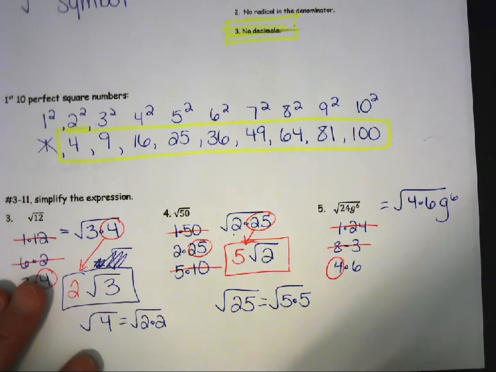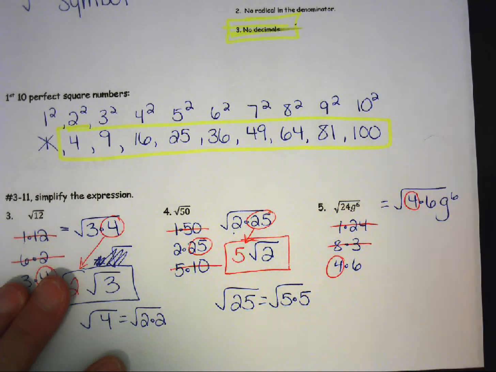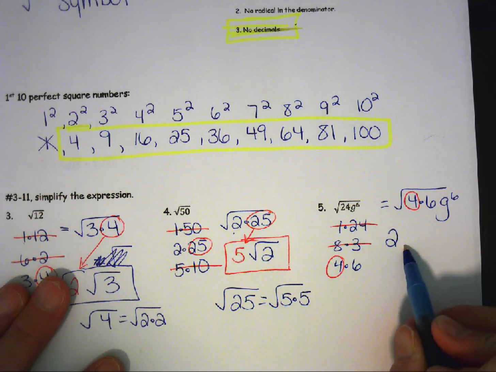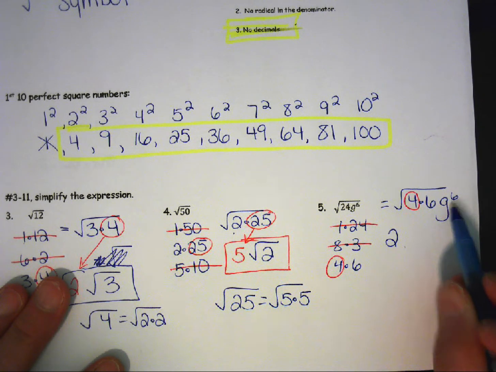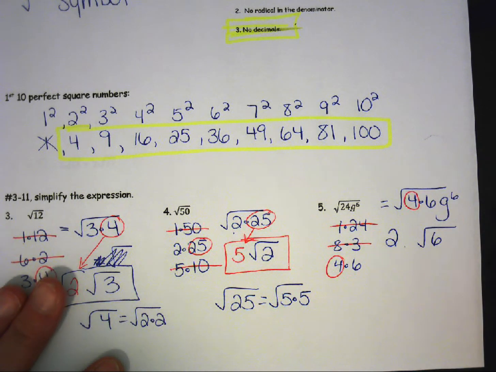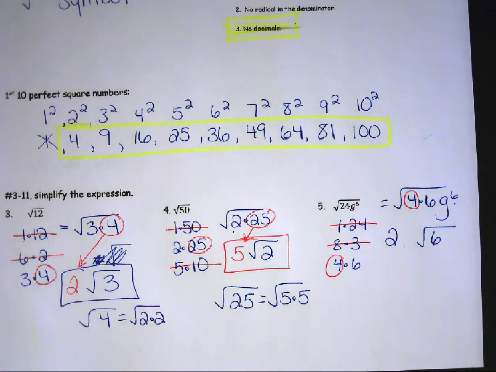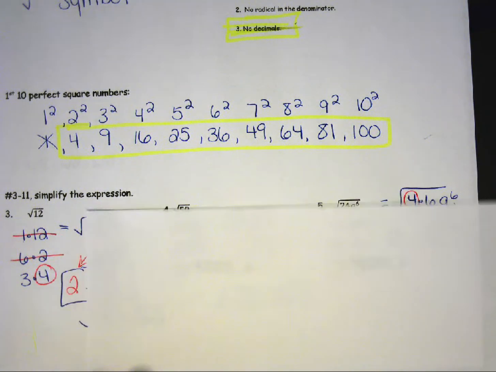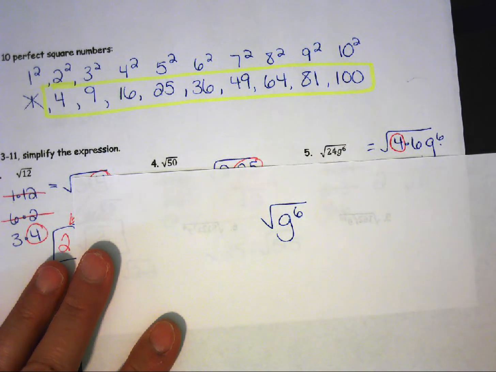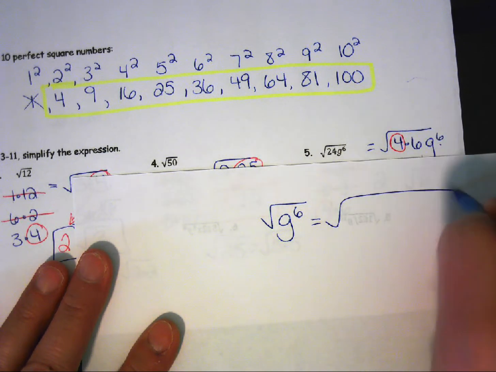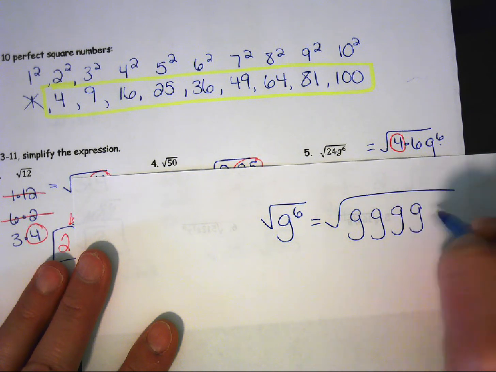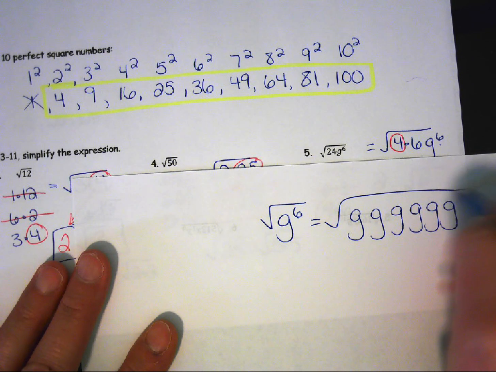So the square root of 4 is perfect, so it's going to come out front. Now I'm going to leave a little space here because I have these letters behind it, okay? So I'm going to leave a little space, and I'm going to say the square root of 6. Now g's. You're trying to take the square root of g to the 6. That is really the same thing as 1, 2, 3, 4, 5, 6, correct?